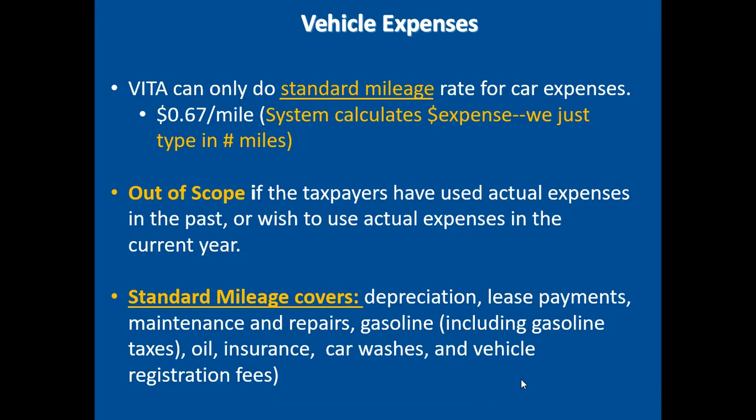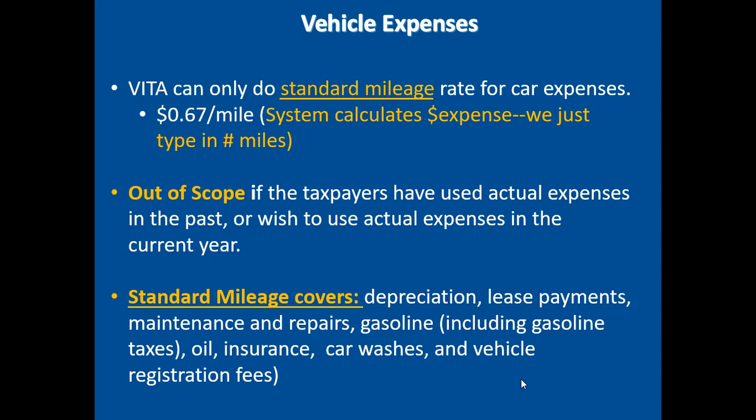Vehicle expenses. VITA can only do standard mileage rate for car expenses. In 2024 and I believe in 2025 as well, it is 67 cents per business mile. We enter the miles, the system will calculate how much that's worth in dollars. It is out of scope for us to use actual expenses. So sometimes they'll come in and say, well, I spent X amount of dollars on tires and a transmission and windshield wipers, and we can't do that.